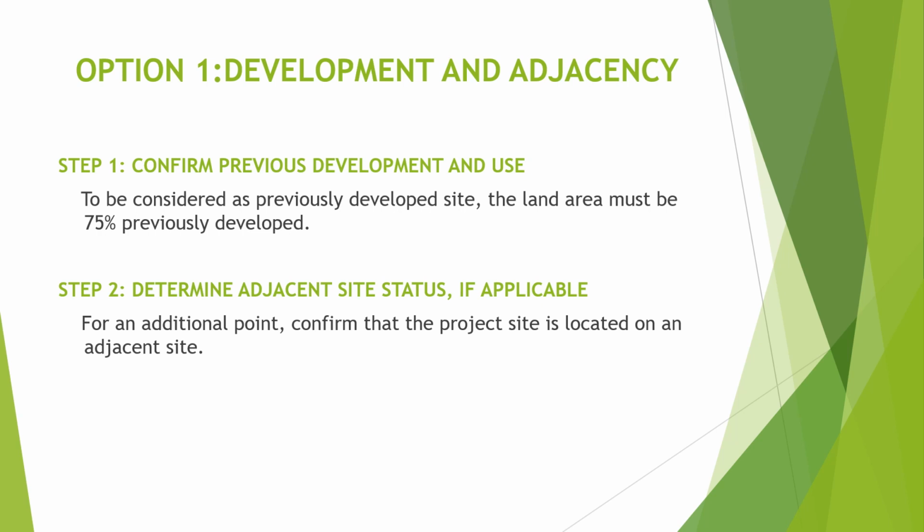If applicable, the second step is to determine the adjacent site status. To earn additional points, confirm the project site is located on an adjacent site. An adjacent site is a site having at least a continuous 25% of its boundary bordering parcels that are previously developed sites. Adjacent sites must be currently used for industrial or commercial purposes. An adjacent site can be identified using zoning maps or parcel maps.